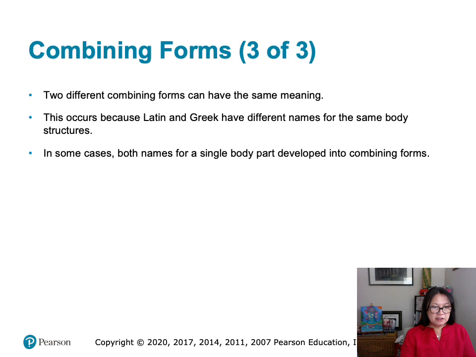As you study word parts, you will soon realize that two different combining forms can have the same meaning. For example, both the combining form abdomino and the combining form laparo mean abdomen. Similarly, the combining forms intestino and intero both mean intestine. Why is this the case? The answer lies in source languages, specifically Latin and Greek. These languages have different names for the same body structures, and in some cases, both names for a single body part have developed into combining forms.